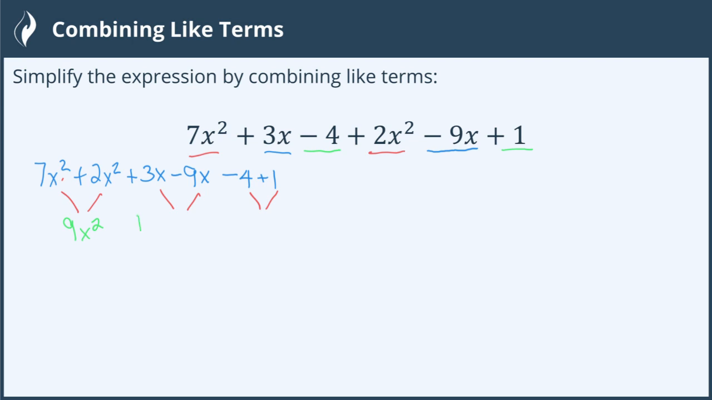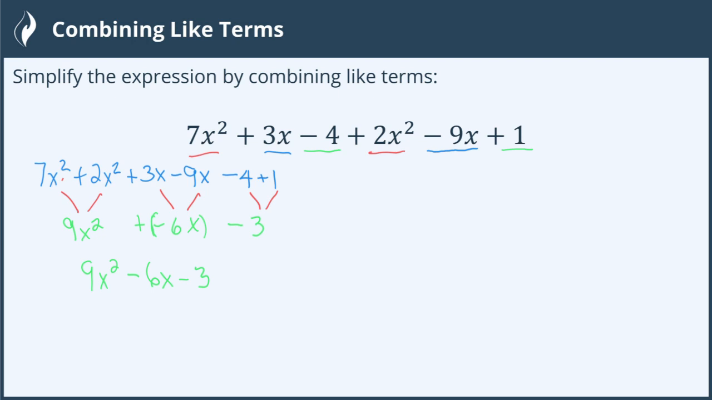Okay, then the next one I'm going to combine. We have a 3x minus 9x. My x is going to stay the same. 3 minus 9 is going to give me a -6. We'll talk about the signs on that one in a minute. I'm going to put parentheses around it because you have two signs together. And then here we have a -4 plus 1. That's going to give us a -3. Notice I did this one different than this one. You can rewrite this as 9x squared minus 6x minus 3, and you have the same exact answer. So they work out the same.